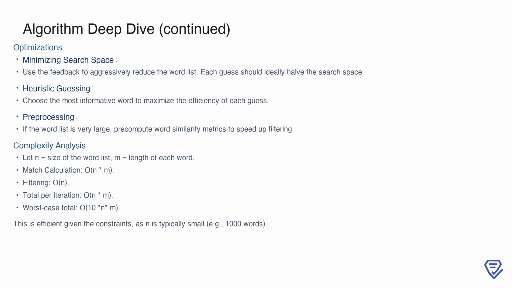From a complexity perspective, let n be the size of the word list and m the length of each word. Match calculation takes O(n * m), while filtering takes O(n). Since there are at most 10 iterations, the total complexity is O(10 * n * m). This is highly efficient given the constraints, as the word list size is typically manageable, often around 1,000 words.